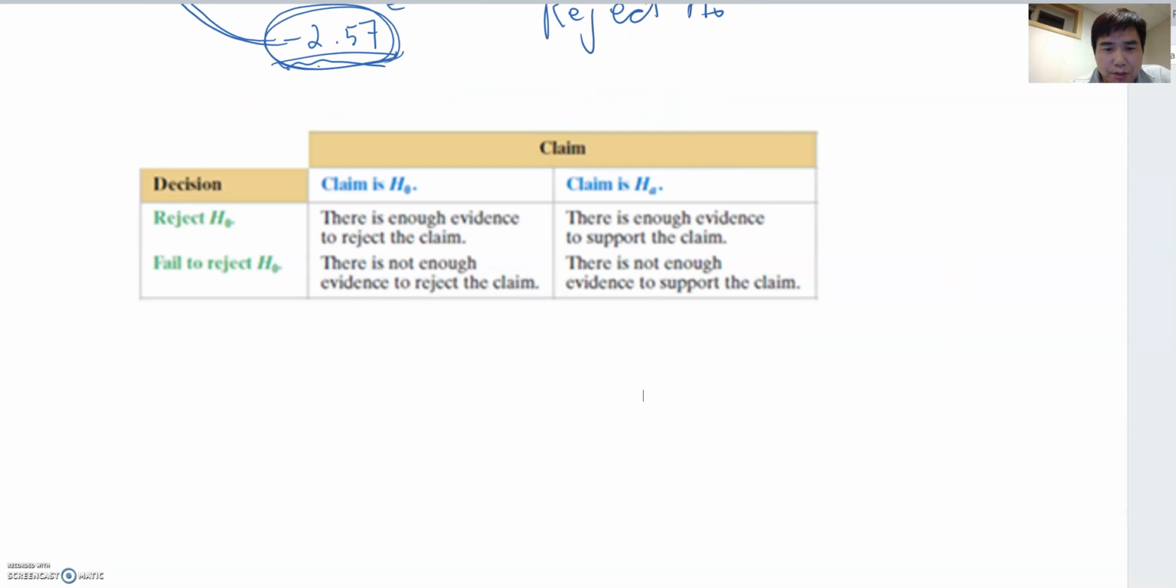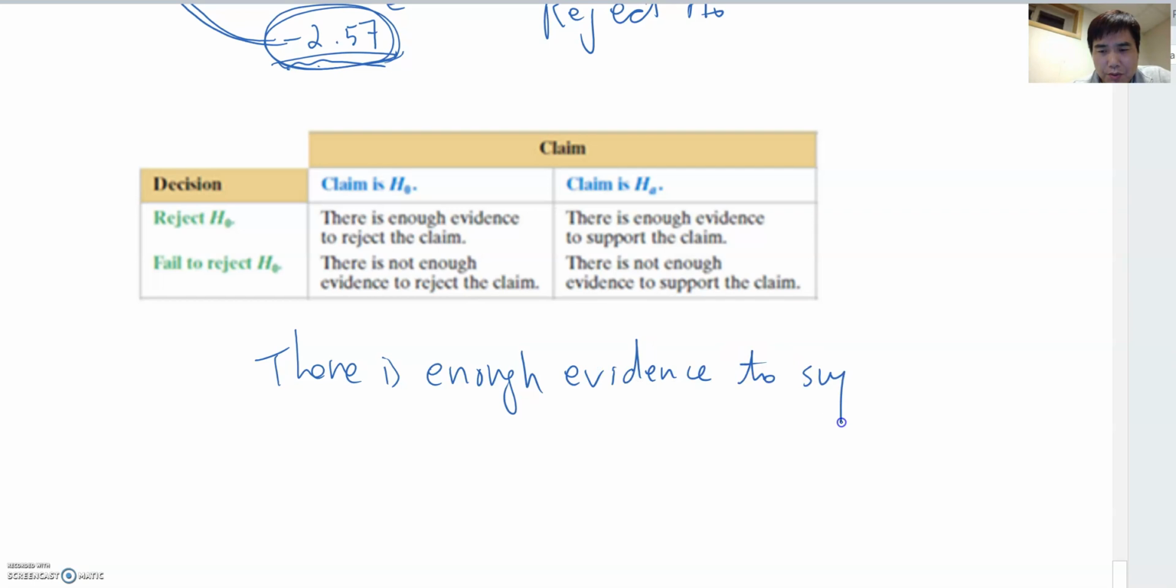So the answer is: there is enough evidence to support the claim. That will be the answer for this question.